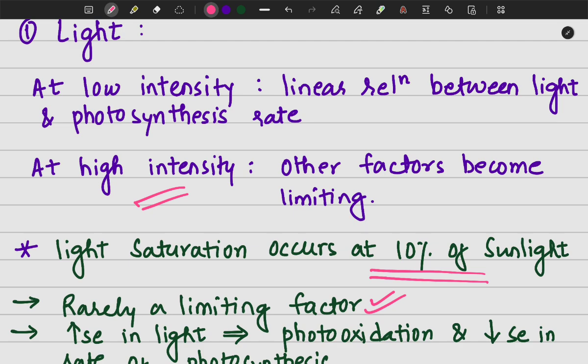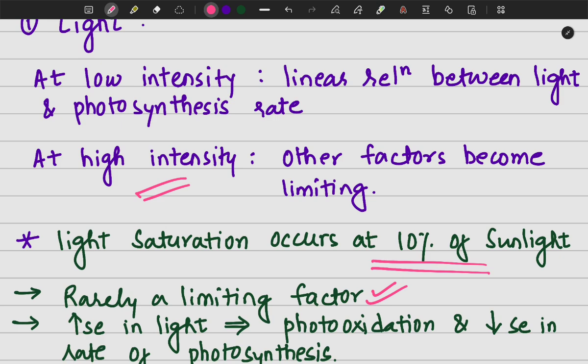So in nature the sunlight is available in abundance everywhere. So light is rarely a limiting factor in nature. The only exceptions are the plants which are growing in the shade or the plants growing in the dense forest. Alright, so light is rarely a limiting factor in nature.